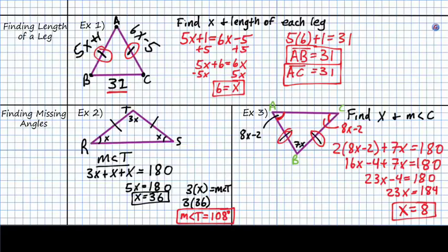We need to go back and we have to find the measure of angle c. So measure of angle c, I have an expression for it now, is equal to 8x minus 2. And so I'm going to plug in 8 here. And so I'm going to get 8 times 8 is going to be 64. 64 minus 2 is equal to 62. And so I have the measure of angle c is equal to 62 degrees.